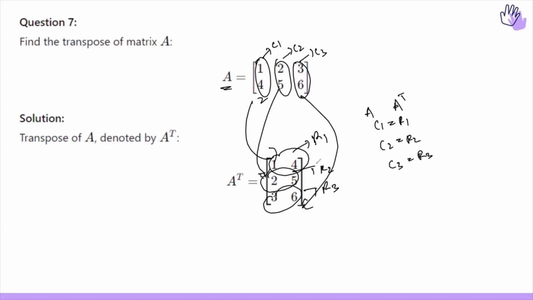Your column 3 has been made as row 2. That's it, right? So this is how we find the transpose of any matrix.